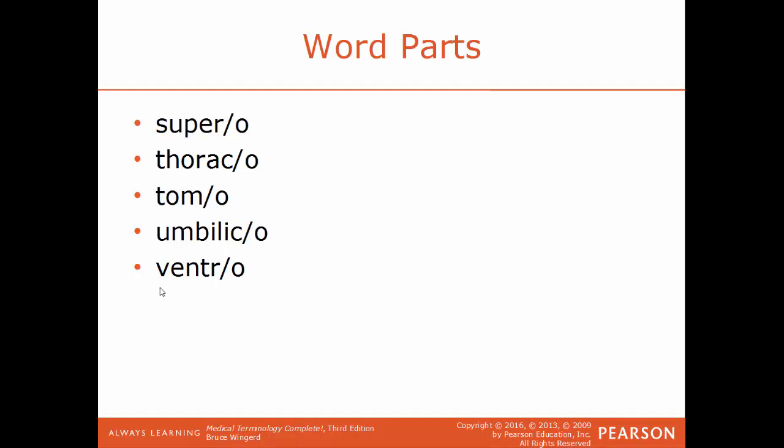Tomo means to cut. The umbilic or umbilico is a reference to the umbilical region, so where your belly button is found. And the last one on the slide, ventro, means the belly side of the body. So for humans, this would also mean anterior. This would be the opposite of dorsal.